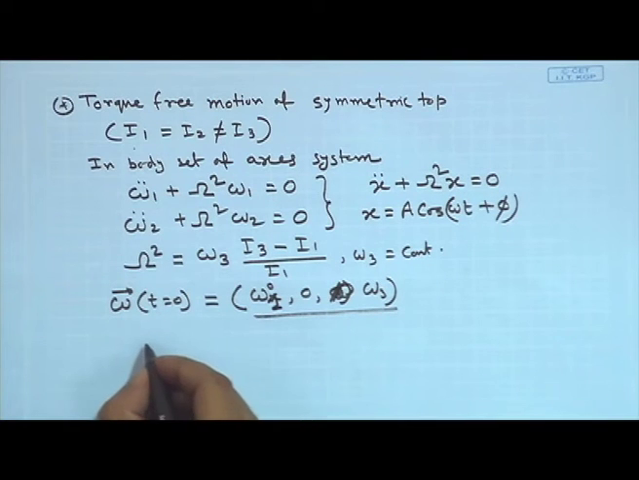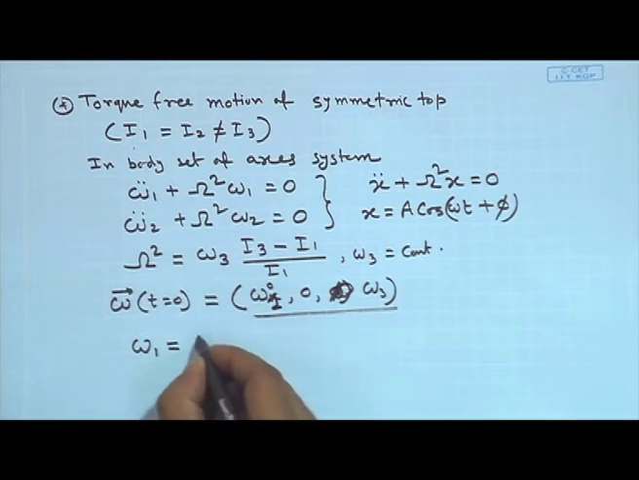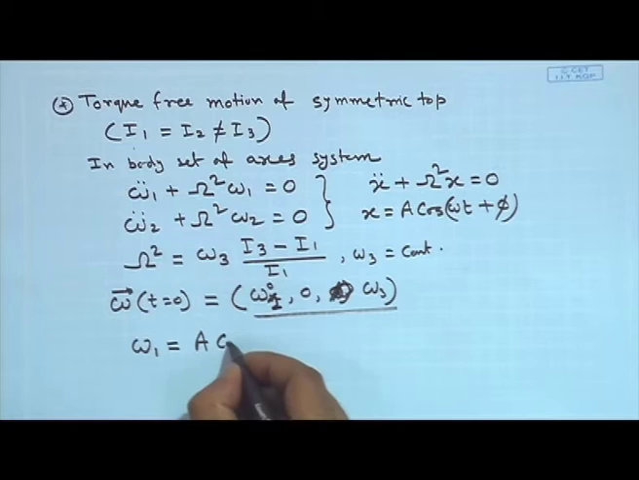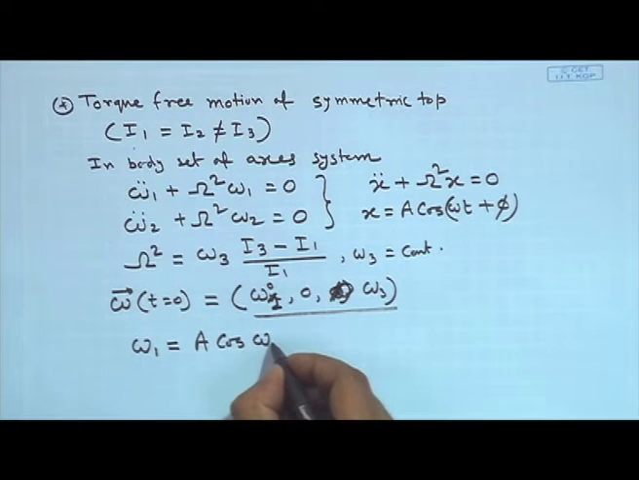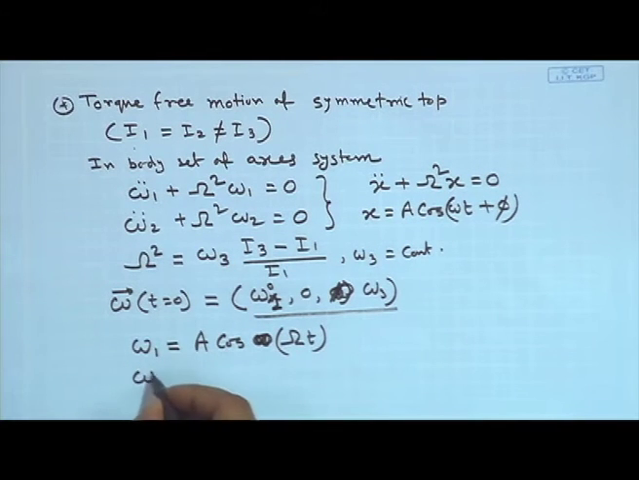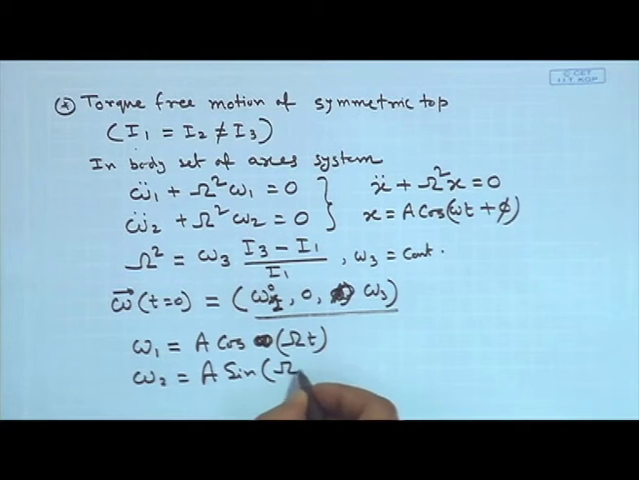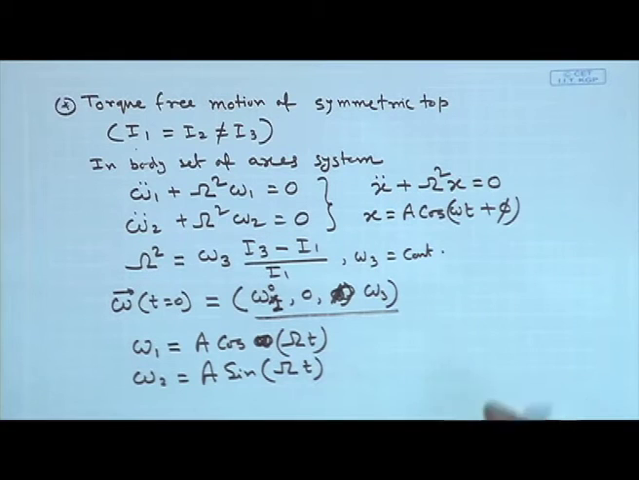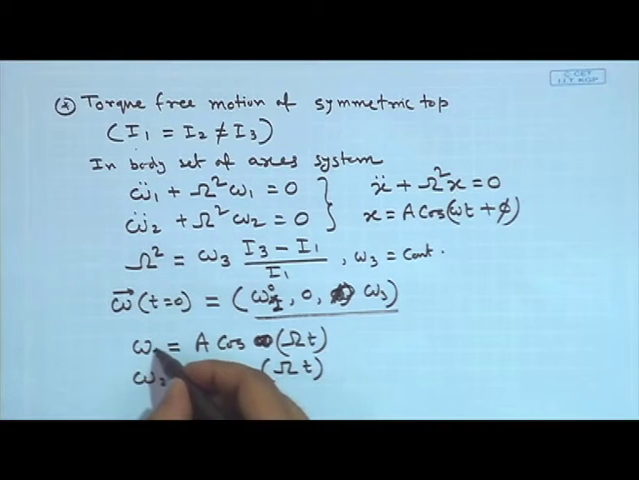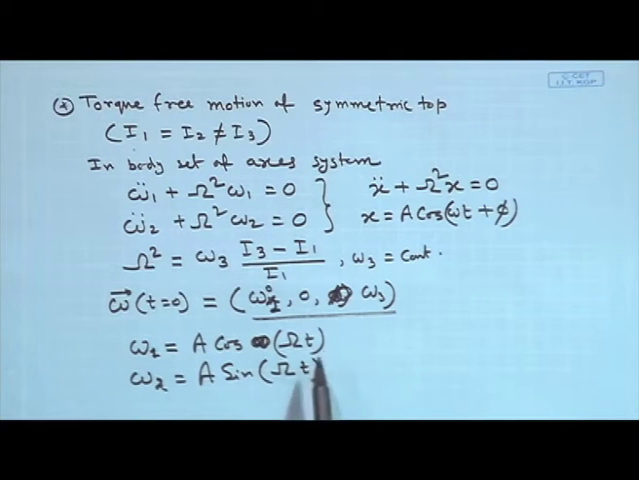So, if you set that, you get by solving these two sets of equations, omega 1 is equal to a cos capital omega t, and omega 2 is equal to a sin capital omega t. So, they are essentially executing oscillatory motion with the same angular frequency capital omega around the axis.